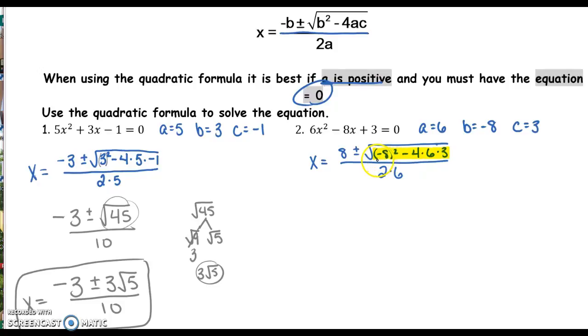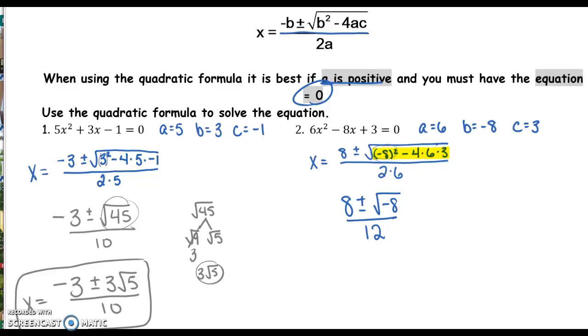And if you want to make sure that you don't do a calculator error, you might want to do that part in your head and put that number into your calculator and then do minus 4 times 6 times 3. So I would punch in 64 minus 4 times 6 times 3. But if you want to do negative 8 squared, just please put parentheses around it so you don't make mistakes. After you punch that into your calculator, you should get 8 plus or minus the square root of negative 8 over 12.